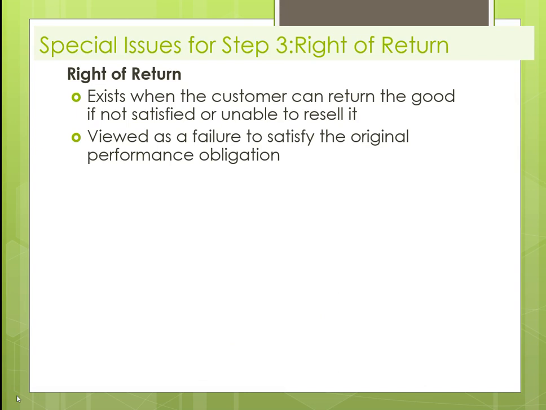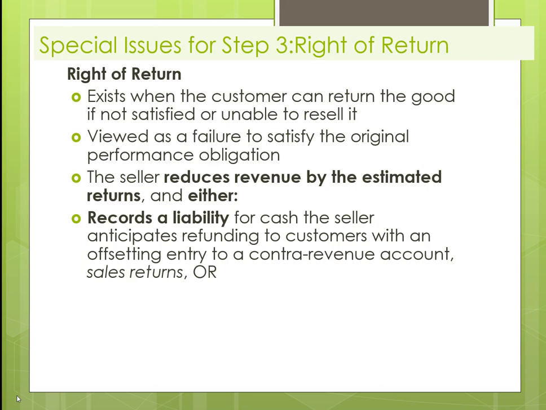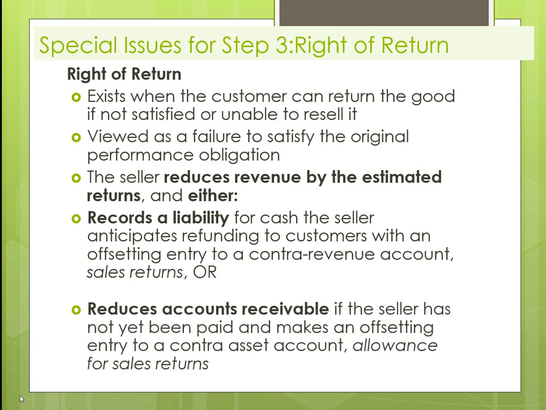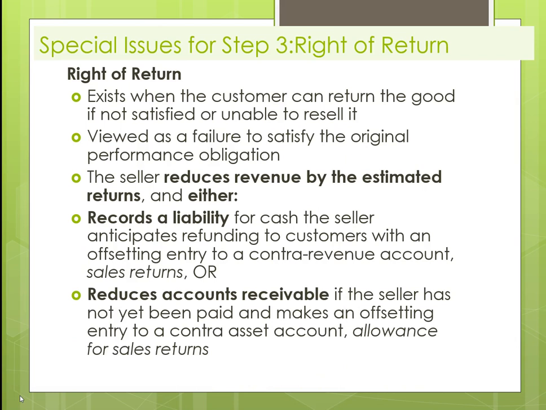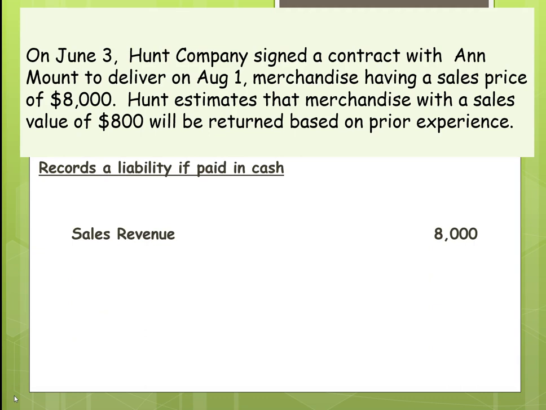Viewed as a failure to satisfy the original performance obligation, the seller reduces revenue by the estimated return and either records a liability for cash the seller anticipates refunding to customers, with an offsetting entry to a contra revenue account, sales returns, or reduces accounts receivable if the seller has not yet been paid, and makes an offsetting entry to a contra asset account, allowance for sales returns. And I'm going to show you both of those. So again, we're looking at our example, and there's an estimate that $800 will be returned. So if they paid in cash, we're going to assume that we're going to set it up as a liability. We're going to book the $8,000.